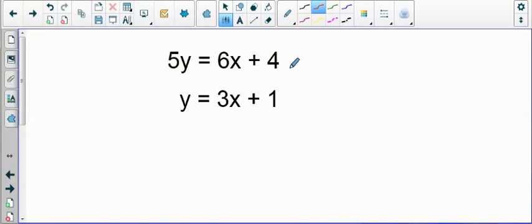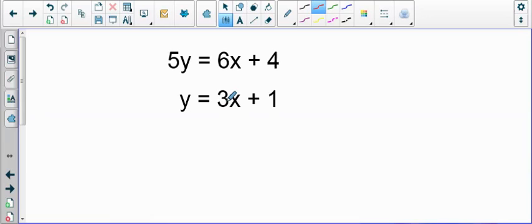Okay, so here's another example. We have two linear equations, and we need to try to eliminate one of the letters. Now, as always, we have a couple of options. We can try to eliminate the y, or we can try to eliminate the x. If I wanted to eliminate the y, I would need to turn this into a negative 5y. And if I want to eliminate the x, I need to turn this into a negative 6x.